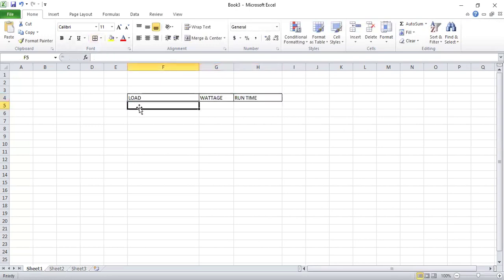Now, for load, the man says he has a television. Let's say he has a big television and a small television. I'll call this one big television, and the wattage is 140 watts. Wattage is in watts.